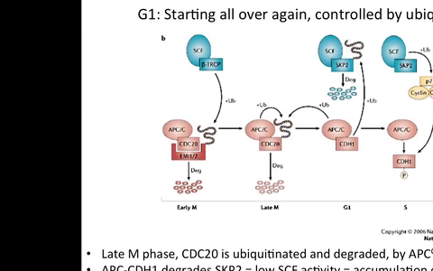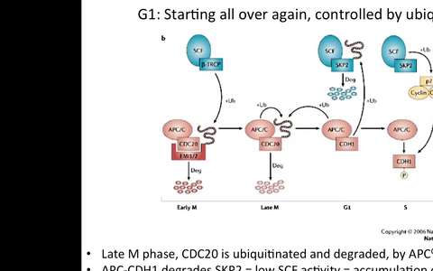I just want you to keep in mind that you're going to have this back and forth between APC and SCF, because those CKIs are regulated by SCF. So you're going to have APC and SCF active at different parts of the cell cycle, and they're degrading specific targets that promote going forward through each phase. Late in M, like I just said, CDC20 is ubiquitinated and degraded by APC CDH1, but APC is still on. And then CDH1 is going to degrade SKP2, which is regulating SCF. So then you have low SCF activity, and that allows these CKIs to accumulate and keep the cyclin CDKs off into G1.